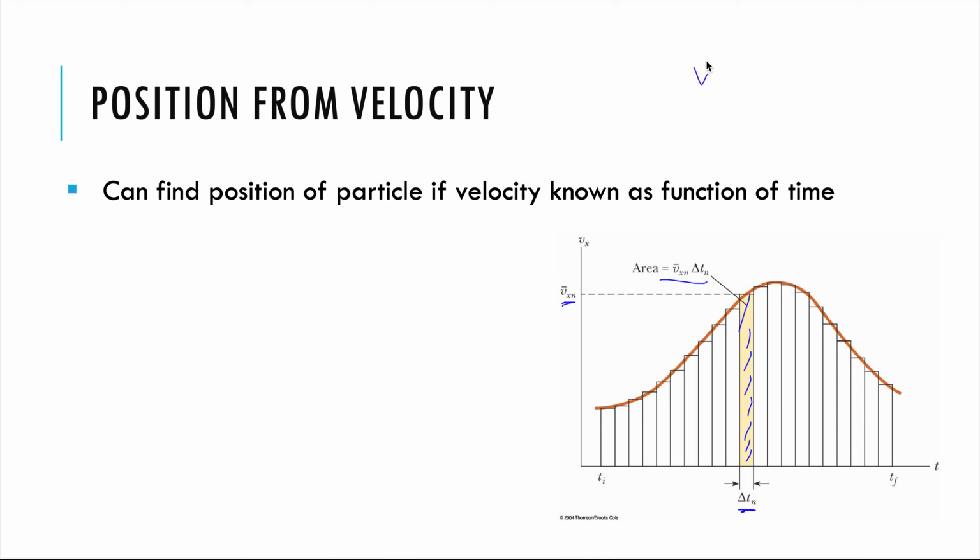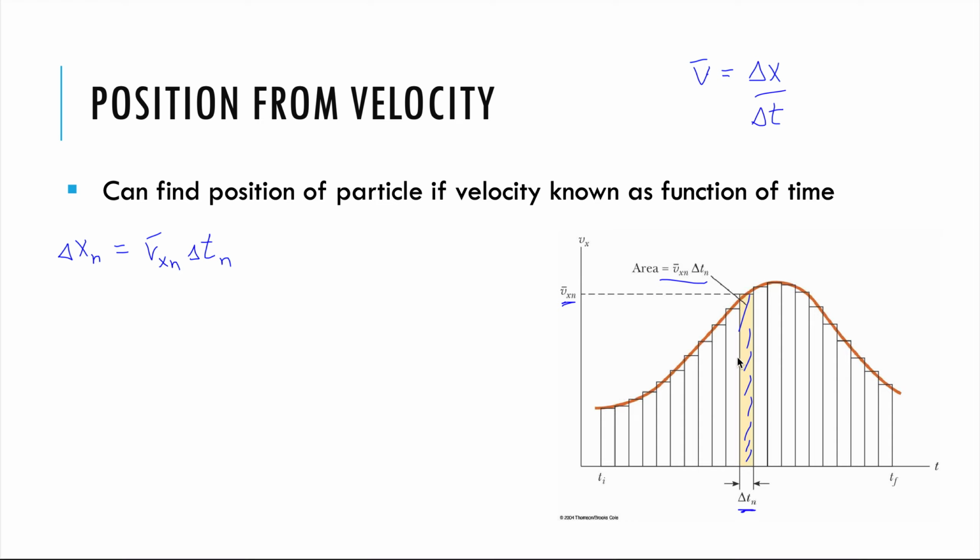We know from the definition of average velocity that if we multiply a velocity times a time, we do get a displacement. So the area for this little shaded rectangle is going to be delta x, and we can call it delta x sub n because it's just for this nth rectangle. And that's going to be the average velocity for that rectangle multiplied by the time for that rectangle.